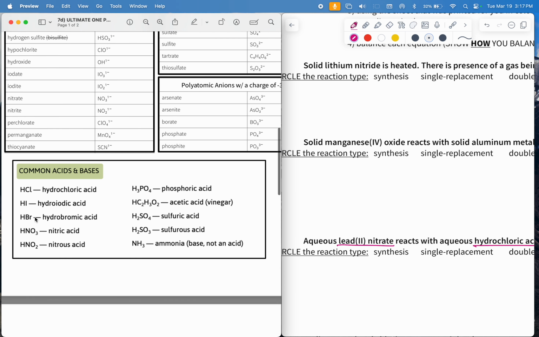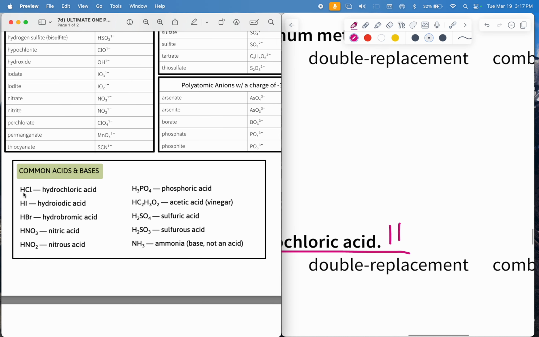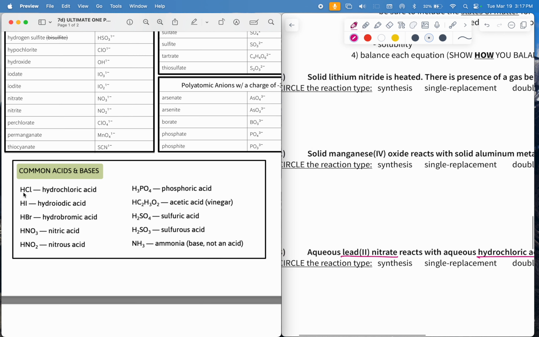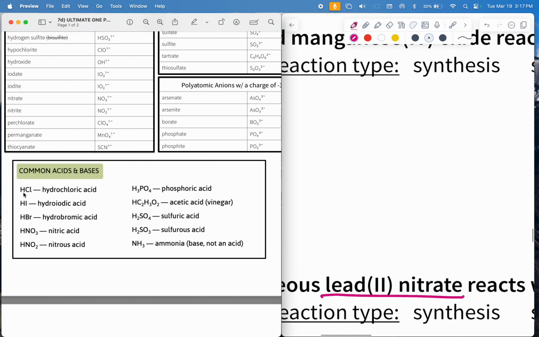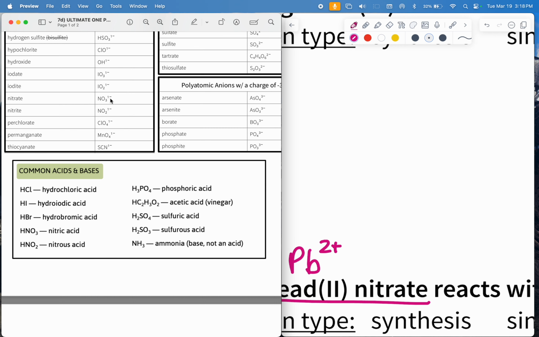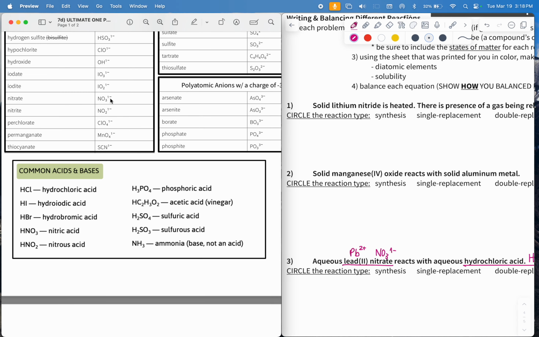So I'm looking here where I'm seeing common acids and bases, and I'm looking for hydrochloric acid, which is just HCl. I'm going to write that on here so I don't forget what that is. And then this lead 2 nitrate. Lead 2 is telling me that I have lead with a 2+ charge, and it's bonding with nitrate. Now this ATE tells me that that is a polyatomic ion. So I'm looking up into the chart here, and I see that nitrate is NO3 with a 1- charge. So I've got all the information I need for my reactants.